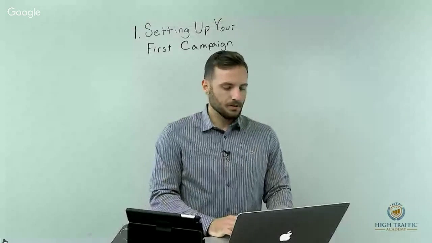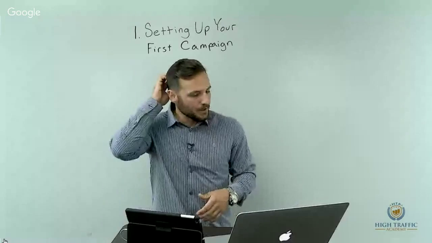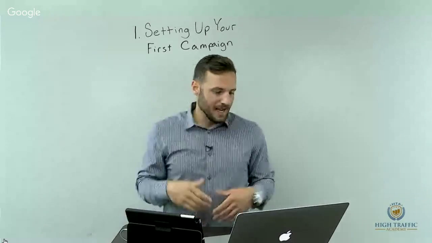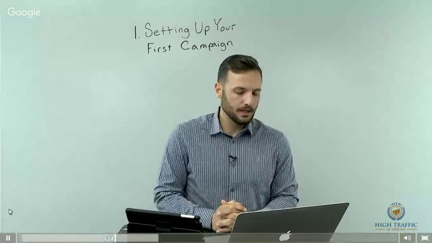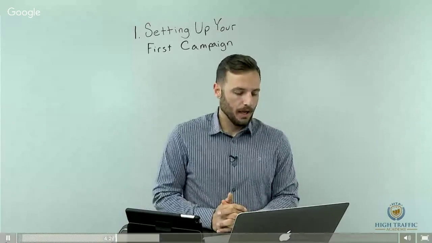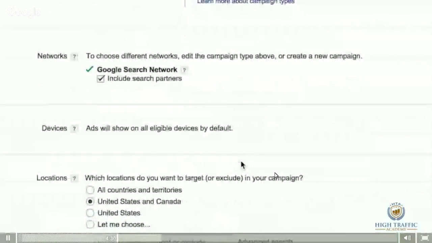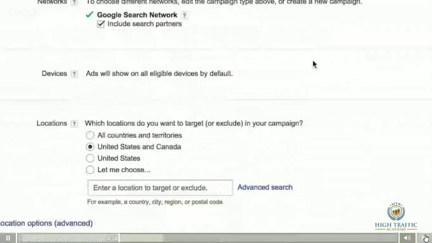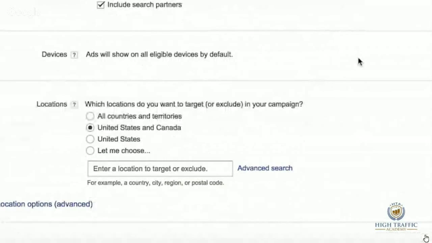I always opt in to include the search partners. What that means is any search network that, for instance, ask.com or any search network that runs search results, you'll be opted into as well, and that is okay. I always opt into those. You can choose not to if you would like, but my recommendation is to opt into those so that you get the maximum amount of traffic in search results.